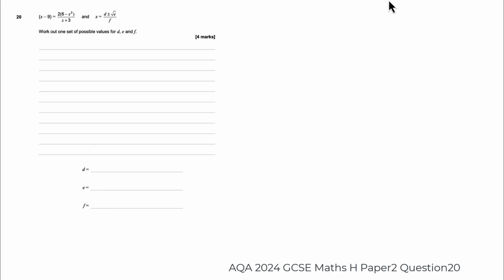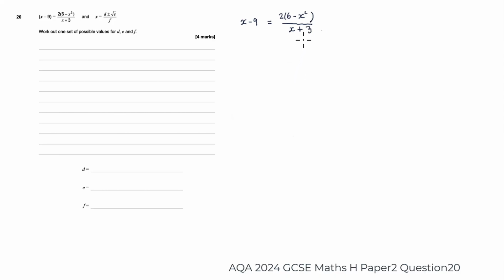So here we have question 20. We're given this equation, and we're also given this statement about x with letters D, E and F, and that's what we're trying to find, a possible set of values for D, E and F. So let's see what we can make of the equation first of all. We've got x minus 9 on the left hand side, and we've got a fraction. The numerator, top of the fraction, two lots of 6 minus x squared, and on the denominator, bottom of the fraction, we've got x plus 3.